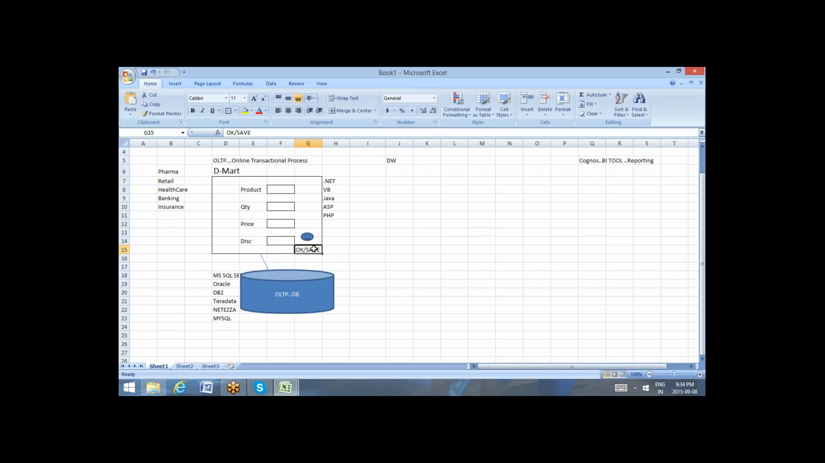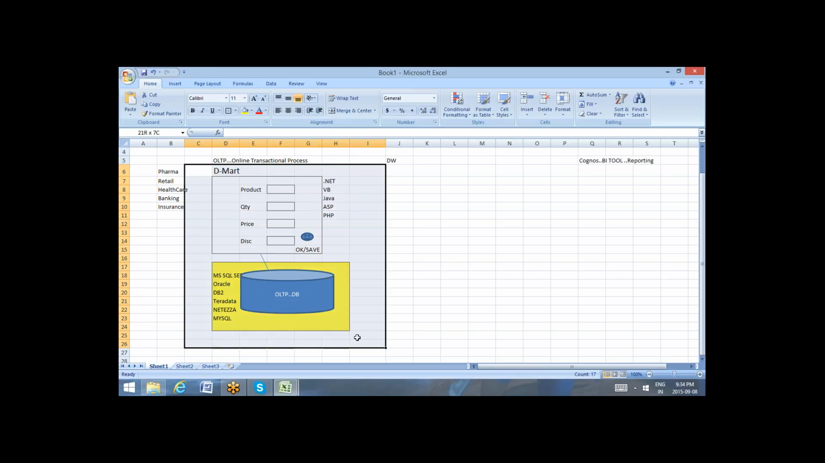Once he clicks on the save or OK button, the data captured on this particular screen is going to be stored in this database. This database can be any one of the databases available in the market. This is how businesses in our day-to-day environment can be automated. This entire process we may call an OLTP application.